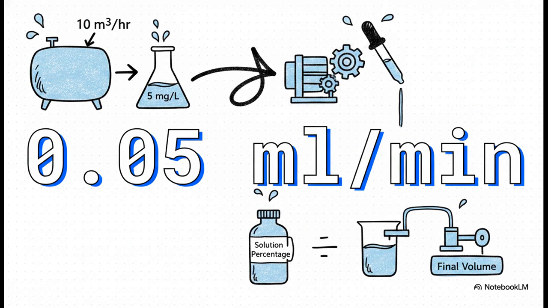The really crucial point here is that after you run all these numbers, say for a standard 10 cubic meter per hour system needing 5 milligrams per liter of pure chemical, you get this nice, clean, actionable target. Something like 0.05 milliliters per minute. Once you have that, you just divide by your solution percentage, and you get the final volume of the actual product you need to pump out.